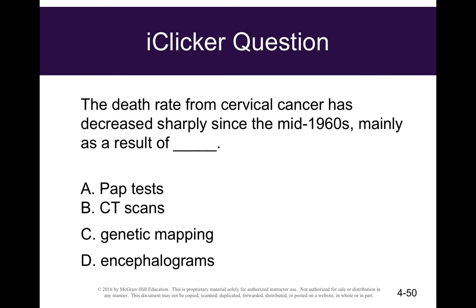The death rate from cervical cancer has decreased sharply since the mid-1960s, mainly as a result of A. Pap tests, B. CT scans, C. genetic mapping, or D. encephalograms. Yeah, it's the Pap test, named after the physician who first discovered it.